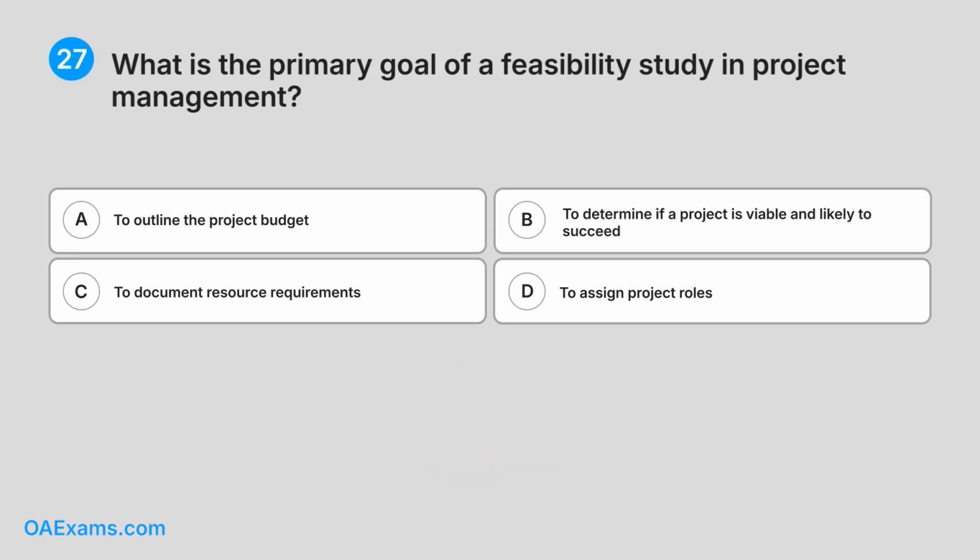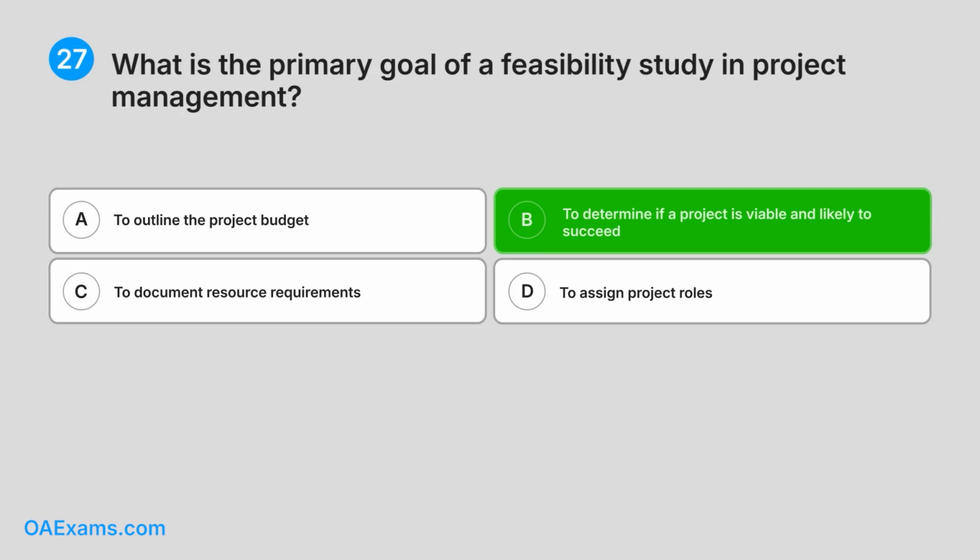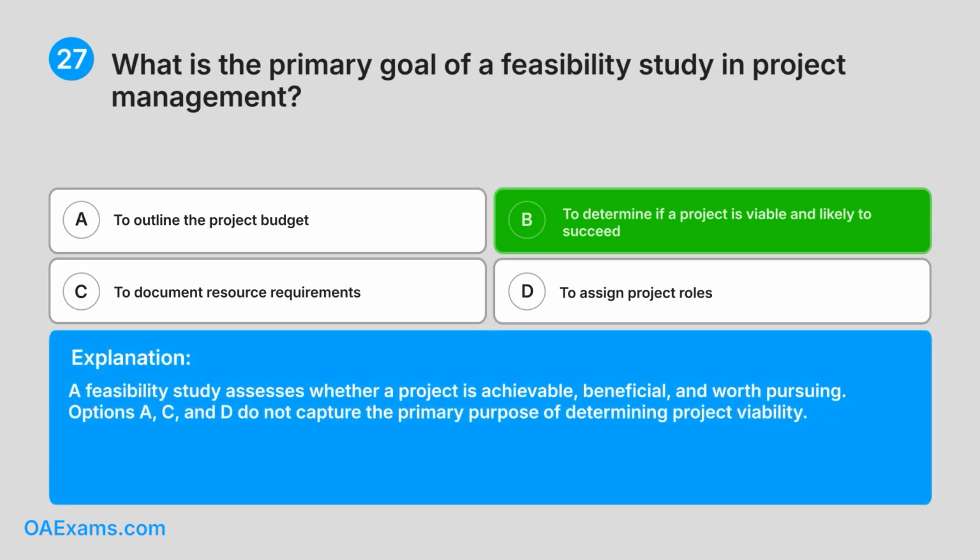Correct answer: B. To determine if a project is viable and likely to succeed. Explanation: a feasibility study assesses whether a project is achievable, beneficial, and worth pursuing. Options A, C, and D do not capture the primary purpose of determining project viability.